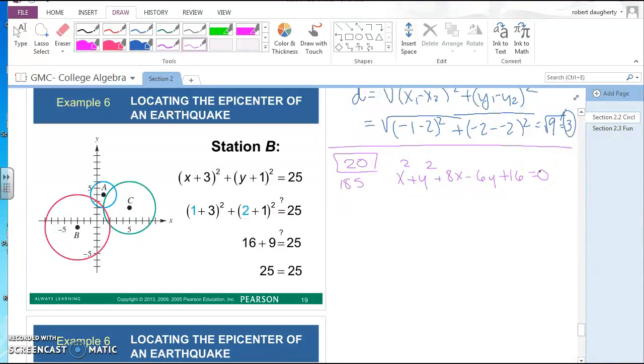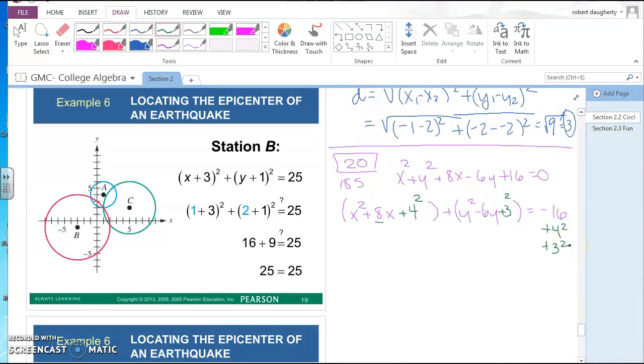So I'm going to move that 16 to the other side, group my x's and y's. So x squared plus 8x, I'm going to leave some space here, plus y squared minus 6y equal negative 16. And now what I do, what is half of 8? That's 4. So I'm going to add 4 squared. Half of 6 is 3, so I'm going to add 3 squared. So I've got to add 4 squared and 3 squared over here.